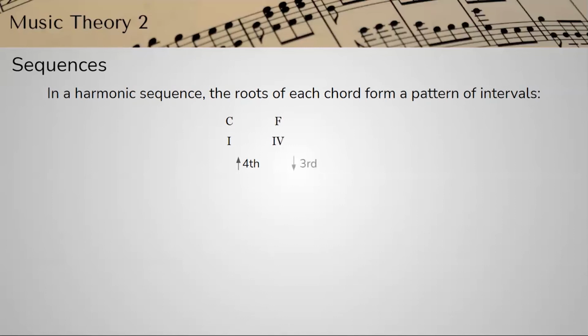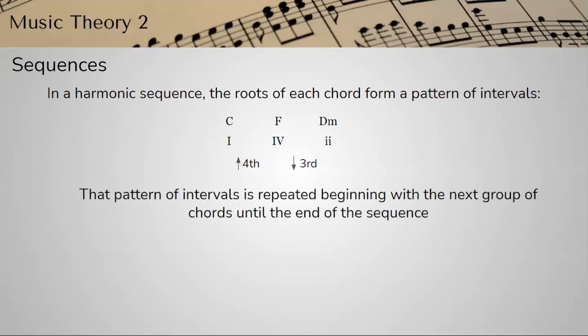Then it could go down a third to become D minor. And now we've established a pattern of root moving up a fourth and then root moving down a third. So this pattern will form our sequence.